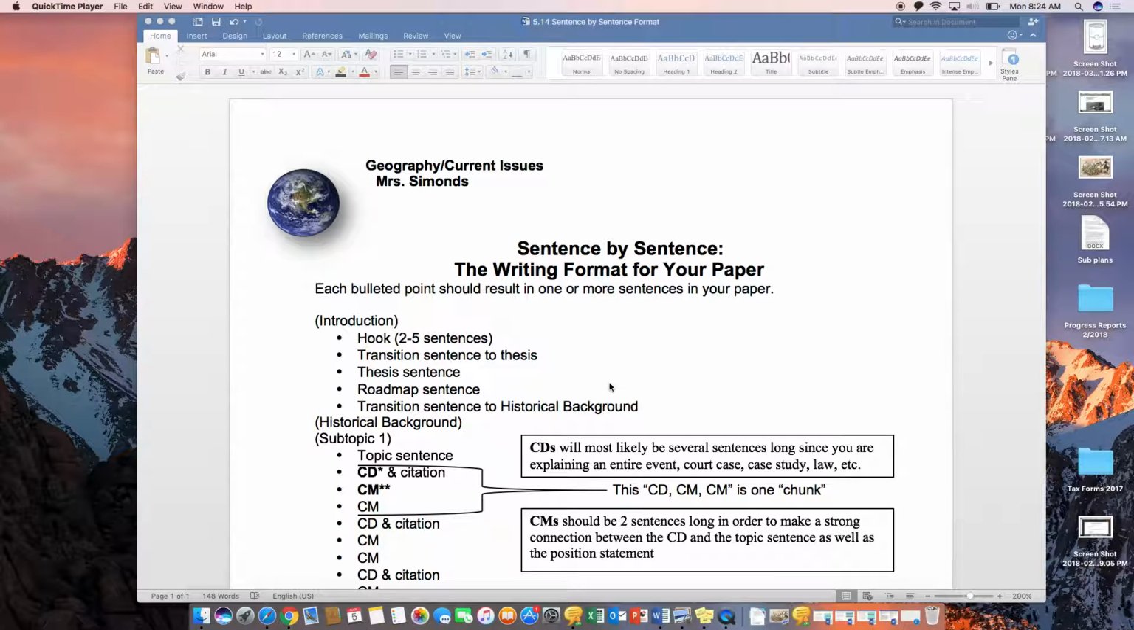Okay, so today we're going to be working on writing our subtopic 1 paragraphs. Again, if you look through here, your introduction paragraph we've been working on. Which parts of the introduction have we actually written? The thesis. We've written the thesis. Roadmap. We've written the roadmap. We haven't written a transition sentence yet, and we haven't written a hook.